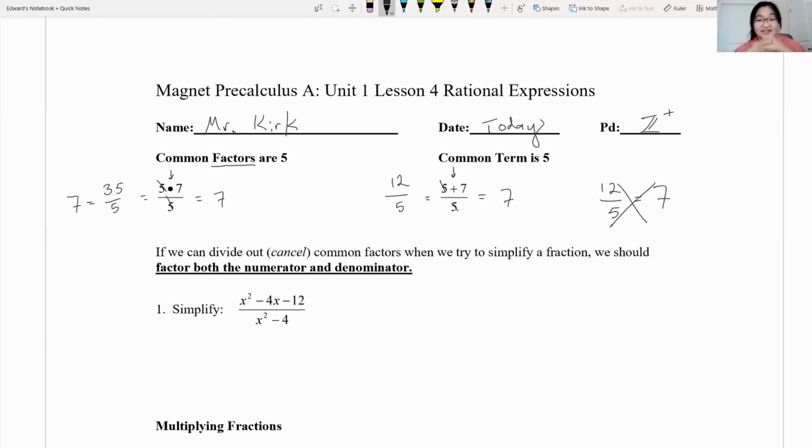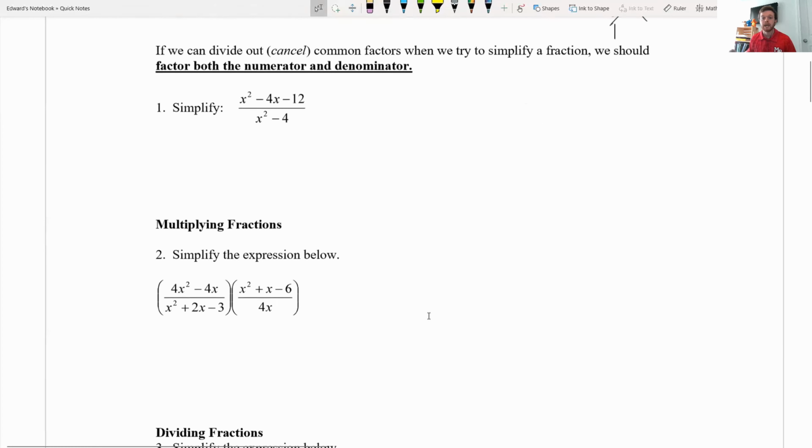The conclusion we need to make here is that we cannot cancel out terms that are common from a numerator and a denominator. We can only cancel out terms that are common factors. Common terms is not a valid way to simplify a rational expression. That's what we're going to be looking for. We're going to be breaking things down into their factors. And then if there happens to be a common factor, we can get rid of them. But otherwise, we can't.